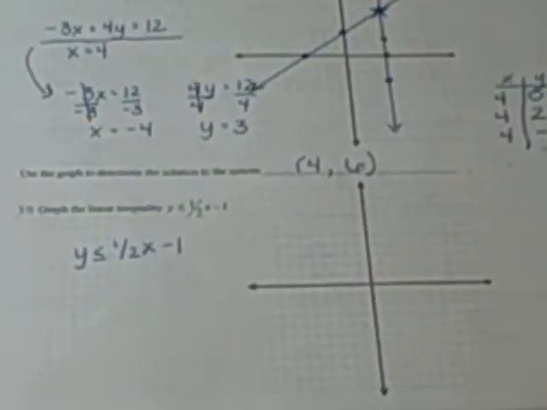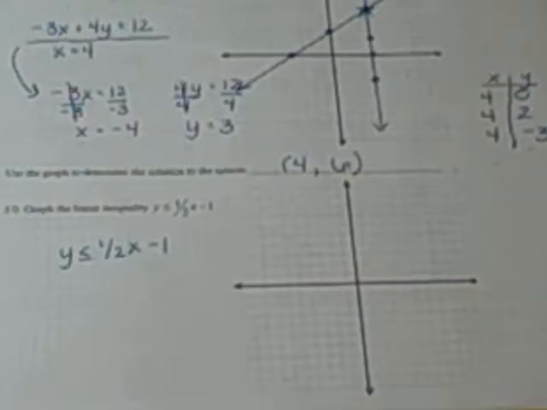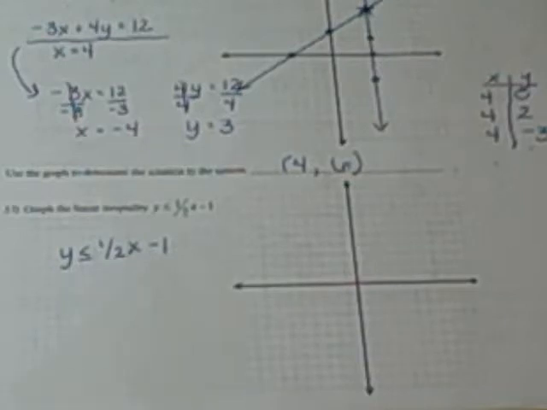Okay, onward to number 37. This one is a linear inequality. And remember, inequality just means it has a greater than or a less than in it. So that means I don't want just a line, but I need a shaded half of the plane to show me where the y values are less than or equal to 1/2 x minus 1.